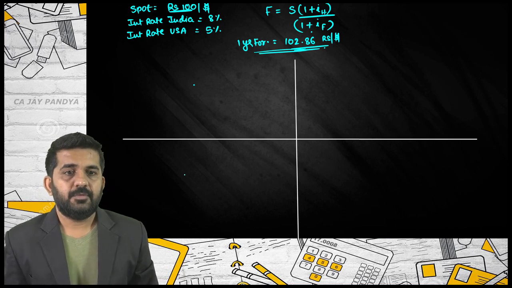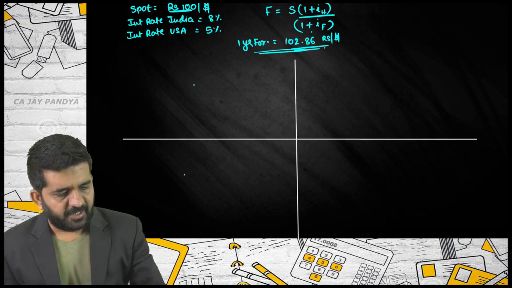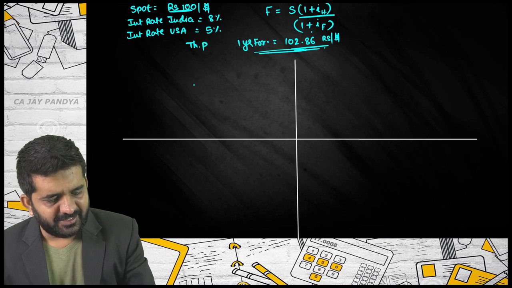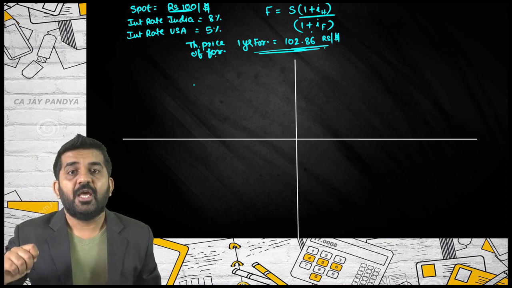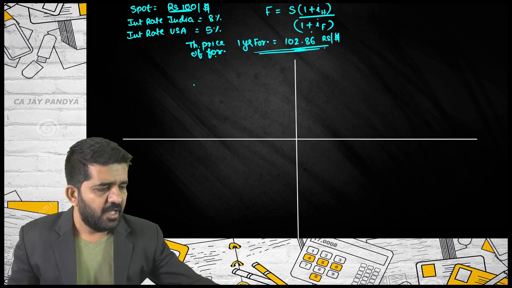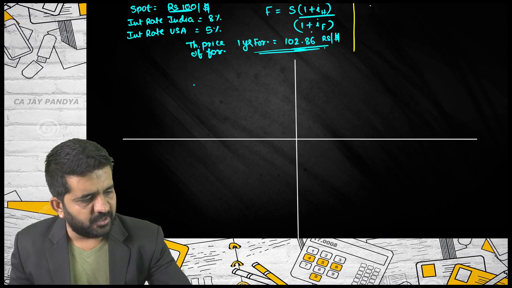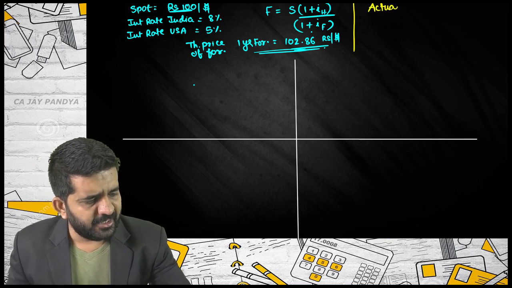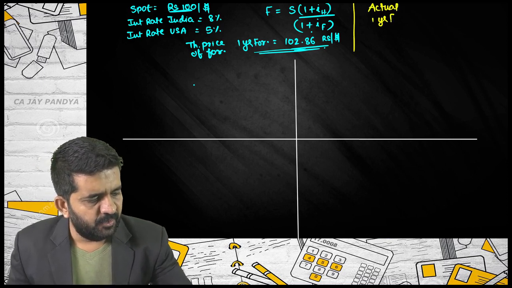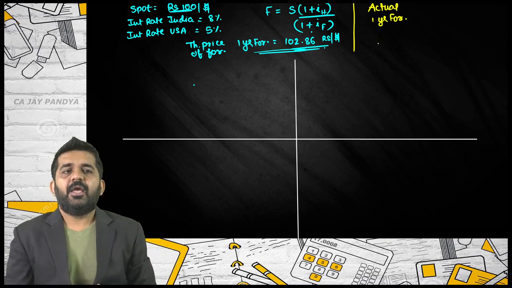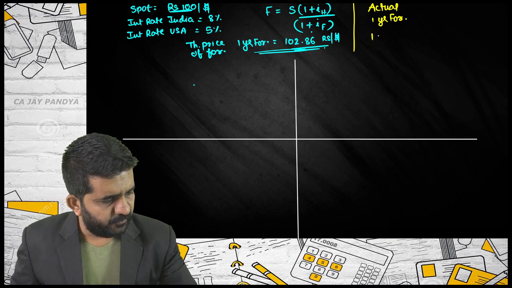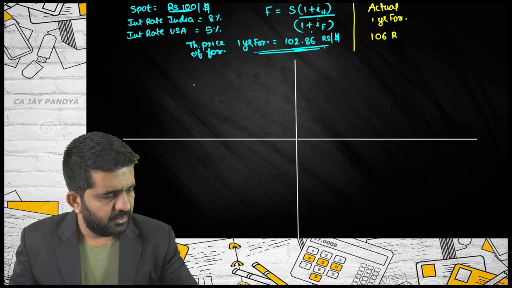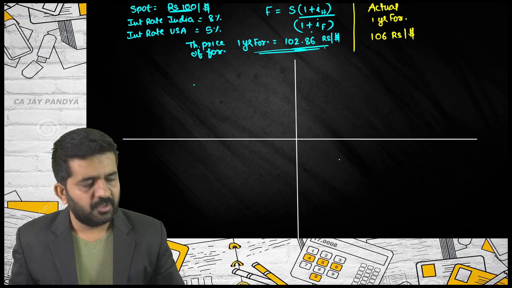You need to tell me whether this is the theoretical price of forward or the actual price of forward. This is the theoretical price of forward. This should be the price of forward. This is not the actual price of the forward. Let me write down the actual price of the forward. Actual 1 year forward is say 106 rupees per dollar.